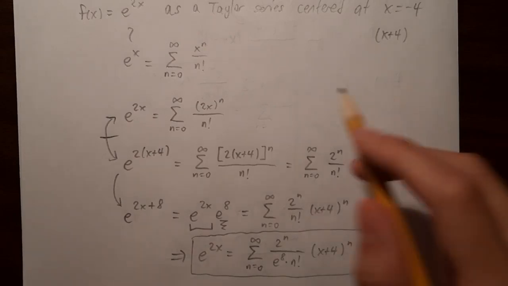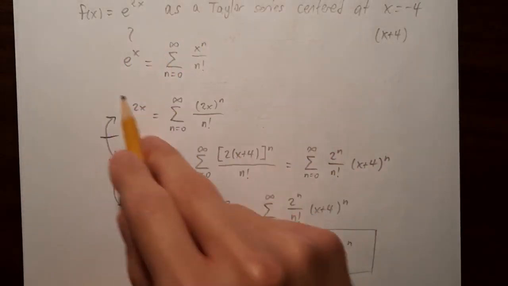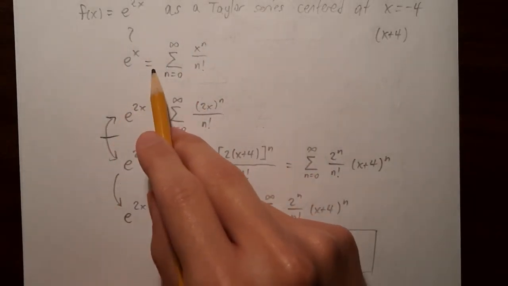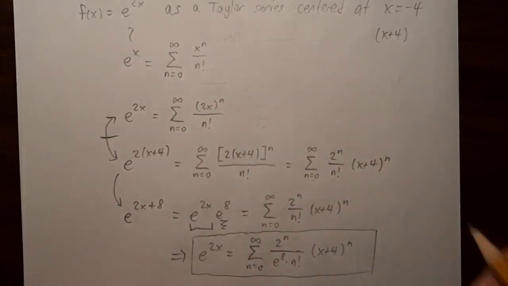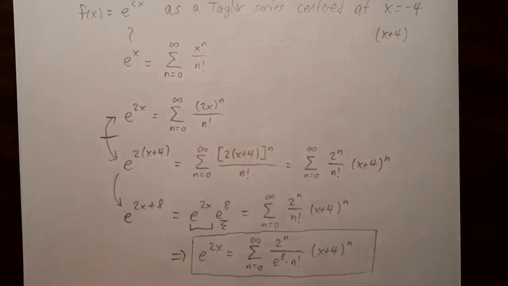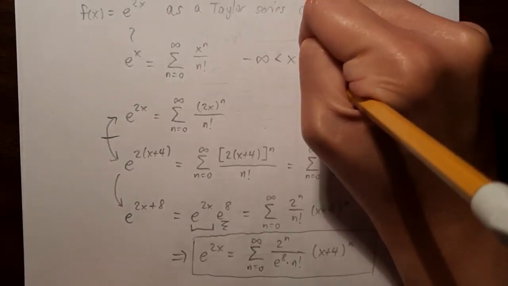However, you can actually get the radius of convergence also by doing this kind of piggyback trick. All right, so remember, the original series representation that we started with was this one, e to the x equals this sigma sum. And we had that this series converges and equals e to the x for all values of x. So for all values of x between negative infinity and infinity.